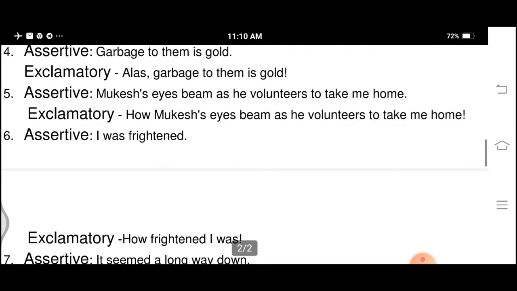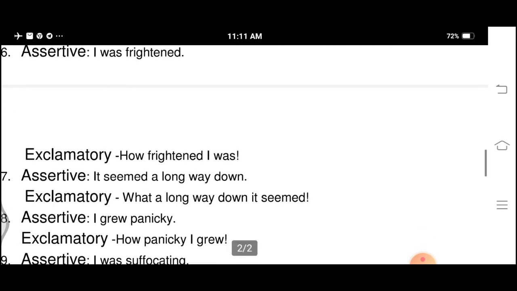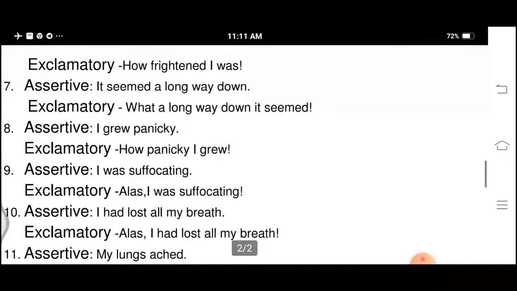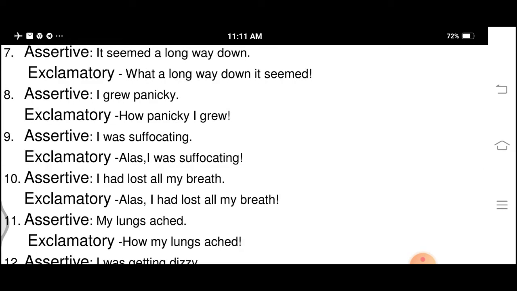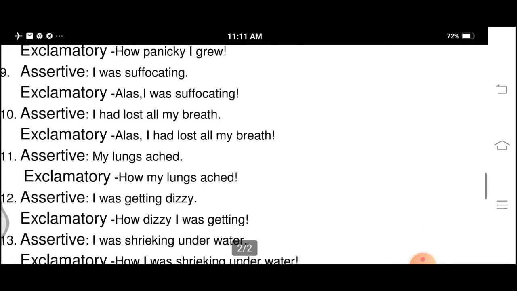Next one is: I was frightened. How frightened I was. Adverb of manner, then subject, then helping verb, exclamation mark. This is the structure we have to follow at the time of changing assertive sentence into exclamatory sentence. The next one is: it seemed a long way down. What a long way down it seemed. The next one is: I grew panicky. Here once again manner. So how panicky I grew. Exclamation mark. I was suffocating. Once again grief has been shown here. Alas, I was suffocating.